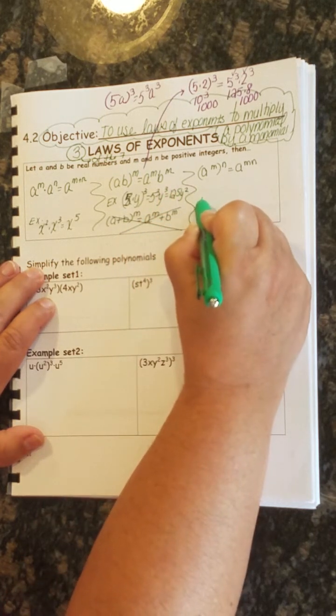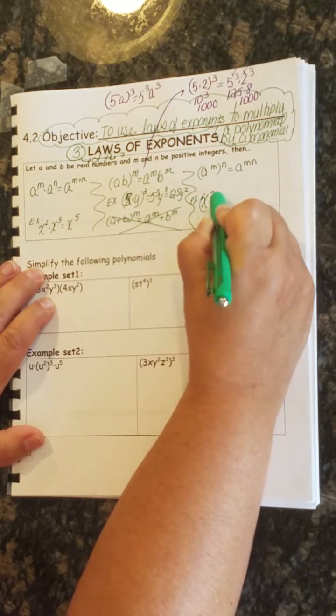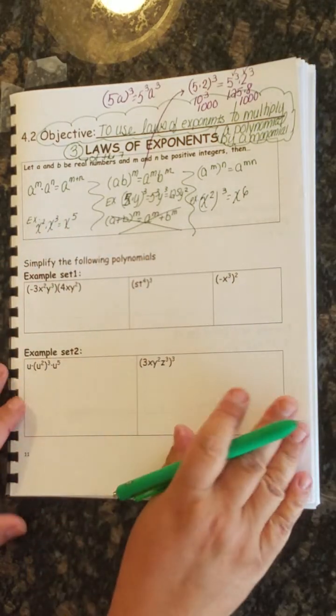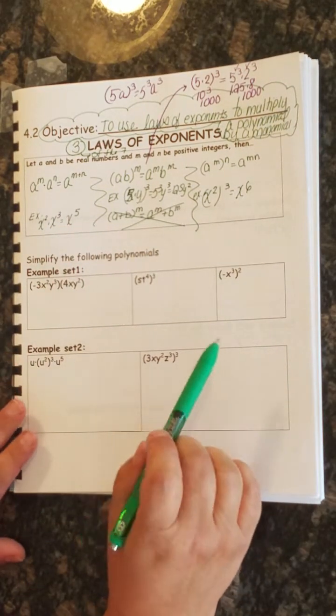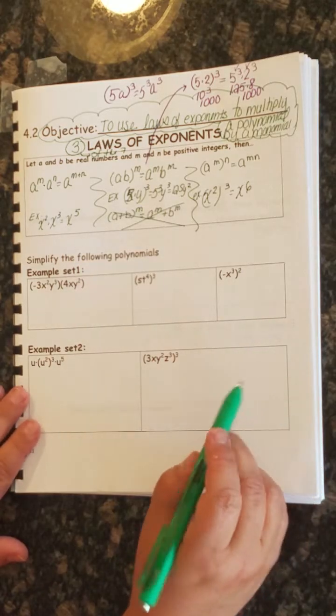And this one would be if I had x to the second, this is an example, to the third, it would be x to the sixth versus x to the fifth. So let's take a look at these. If you want to try these on your own first, then turn the camera off, go for it.